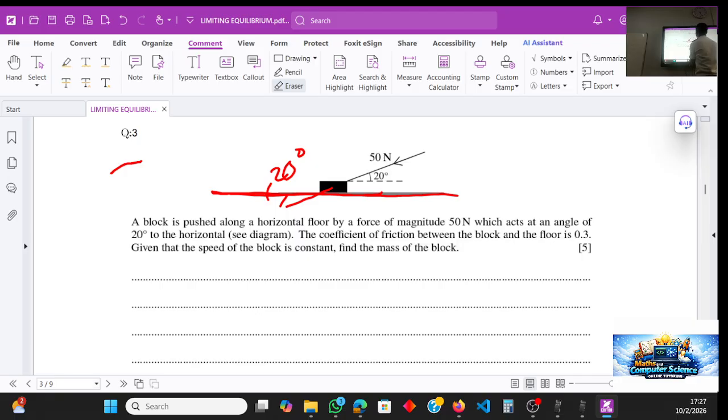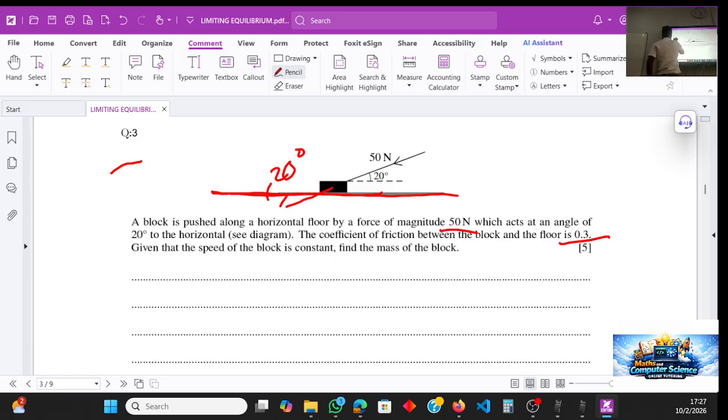A block is pushed along a horizontal floor by a force of magnitude. We have the force here is 50 newtons, at an angle of 20 degrees to the horizontal. See diagram. Coefficient of friction between the block and the floor is 0.3. Given that the speed of the block is constant, that's what we want to investigate.